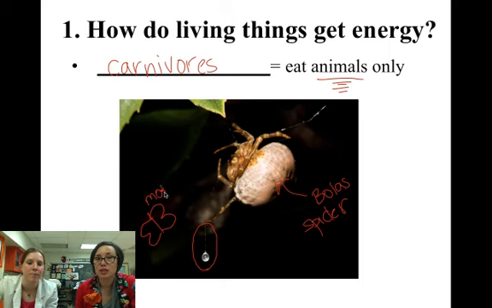It's only eating other insects, and because it's only eating other insects, it's only eating animals. It's still not making its food. It's getting its food from an outside source, so it's still a consumer, still a heterotroph, but it's a specific classification of a heterotroph called a carnivore.